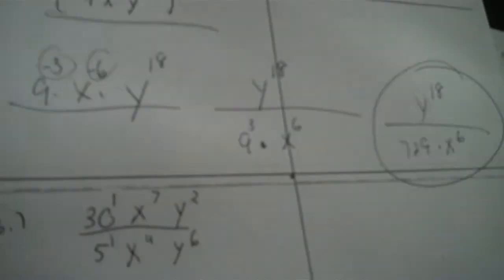Okay, number 16, bases, you got 30, x and y. Now I have a 5 on bottom, but I don't write x and y on bottom because they're already on top. Now 30 is to the first, okay? It's not in a parentheses, so I just put it to the first down here. Same with the 5. Now, you have multiple x's, but this time they're not being multiplied across. One's on top, one's on bottom. So instead of adding, you're going to subtract. You're going to take 7 minus 4, which is 3. And y, you're going to take the 2 minus the 6, which is negative 4.